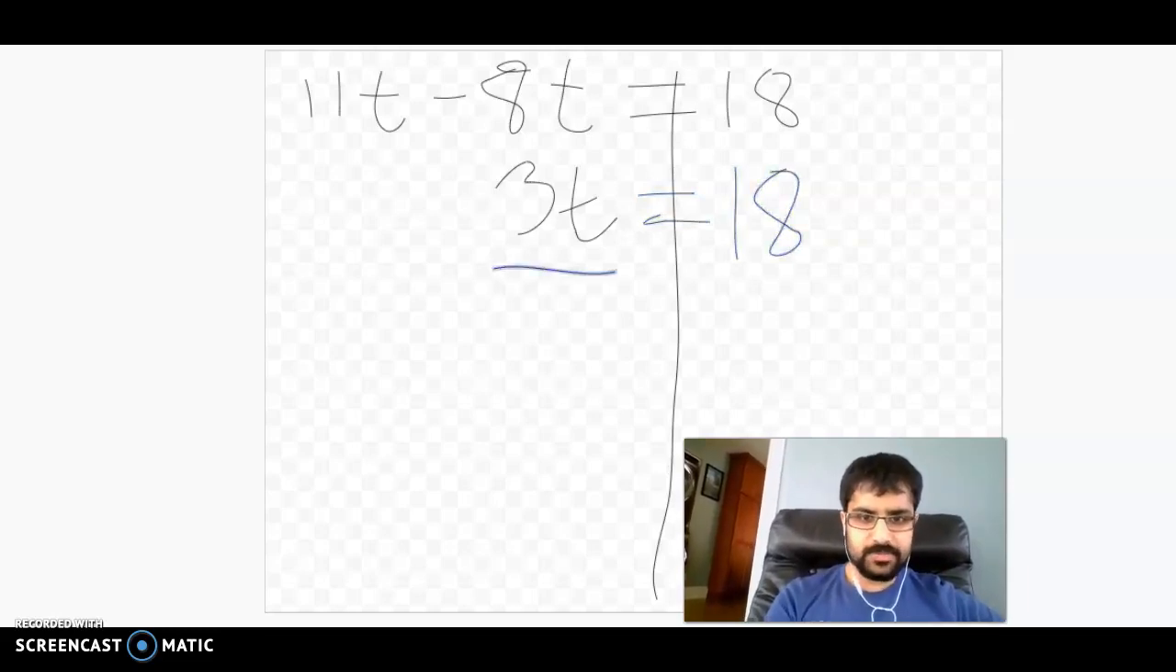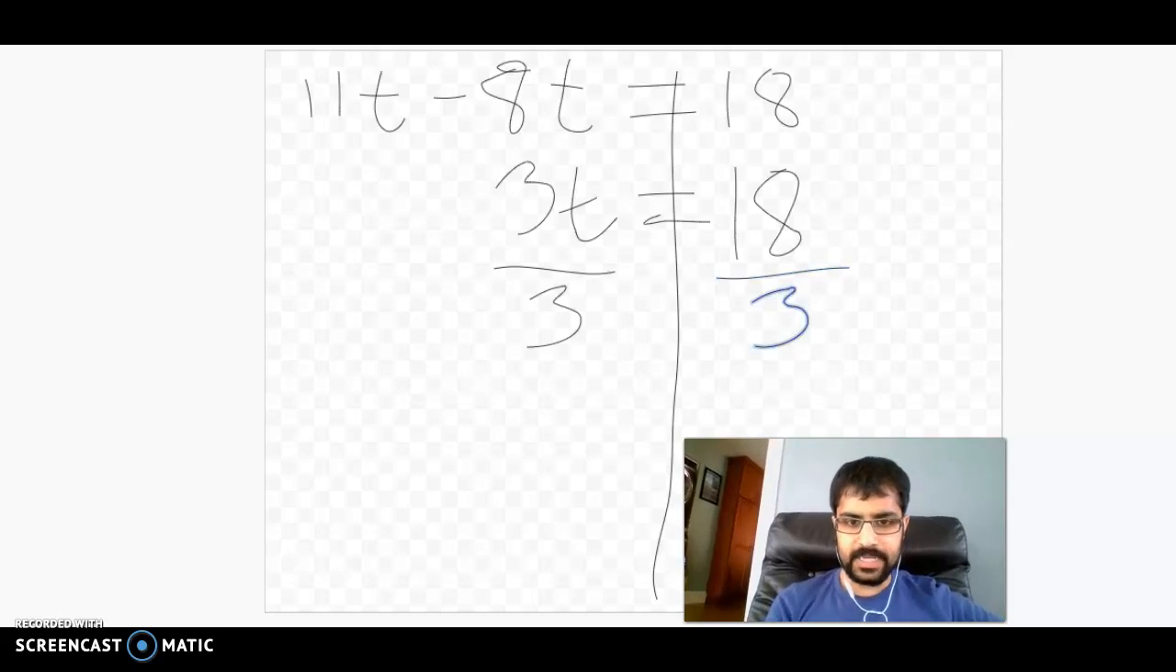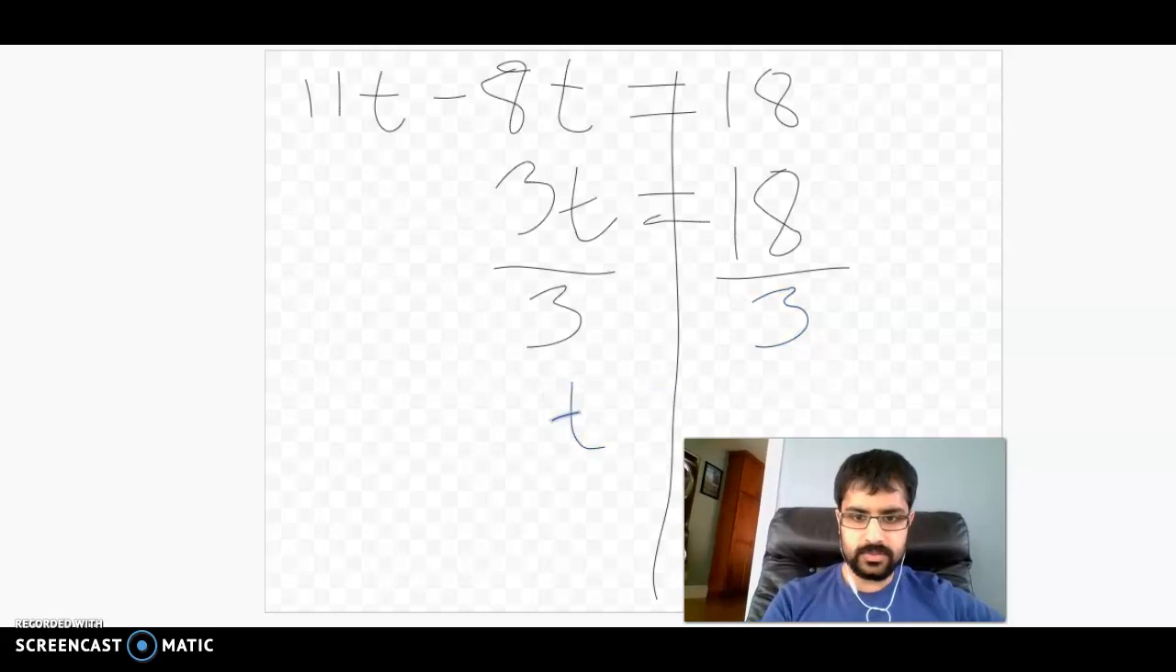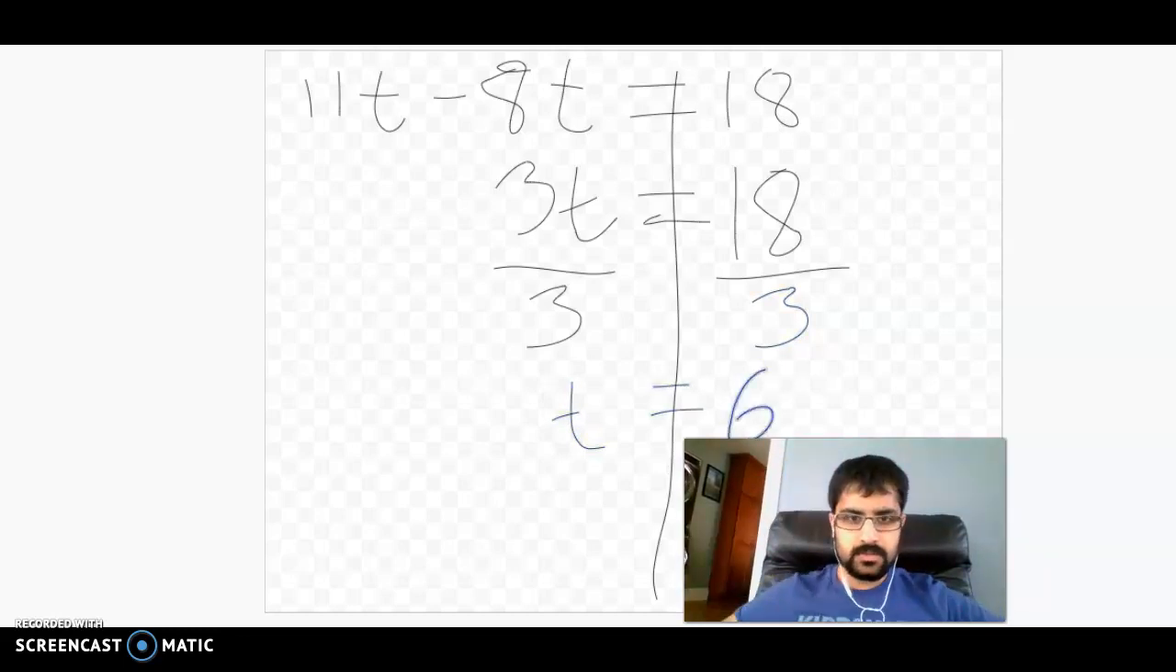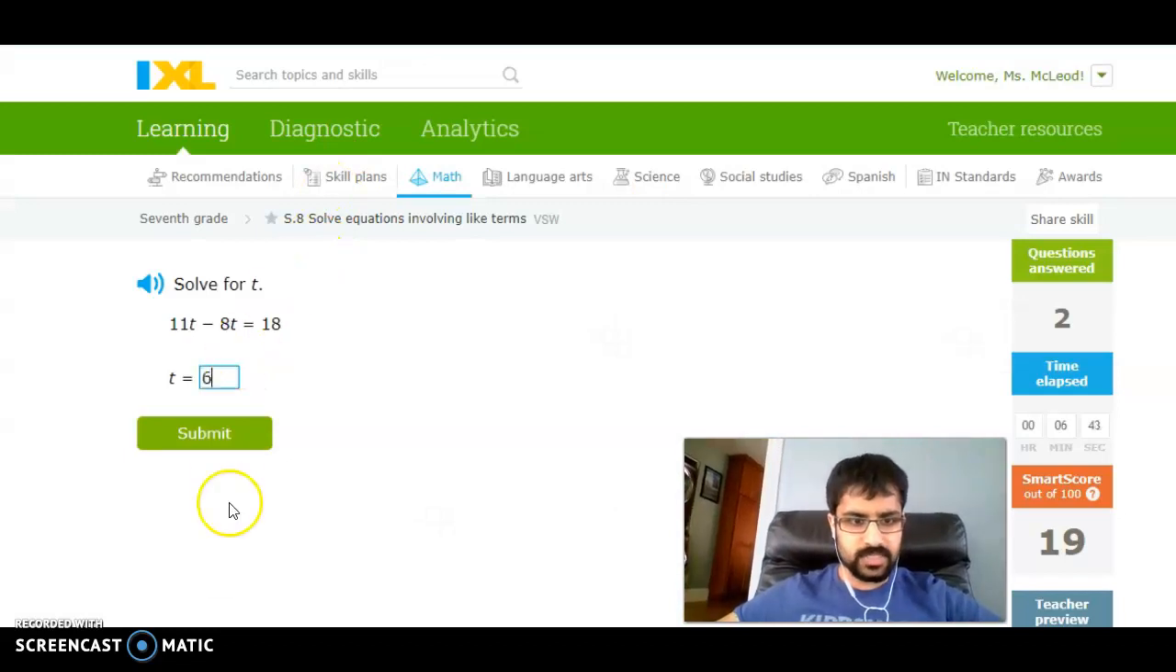The second step is the same as the last two examples. I'm going to go ahead and get this variable by itself by using the inverse of multiplication and dividing the 3 out. So t equals 18 divided by 3 is 6. Hero. Let's see if that's right. Man, IXL is so stressful, but I feel so good about it.